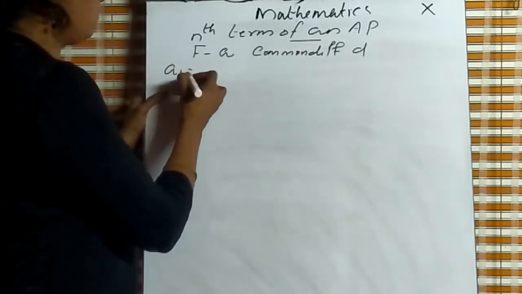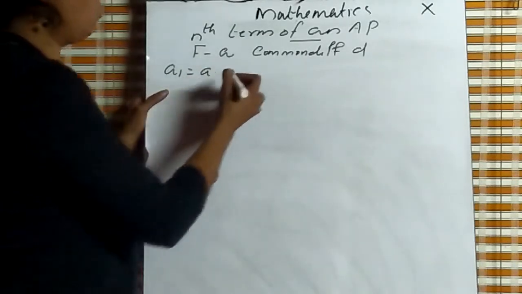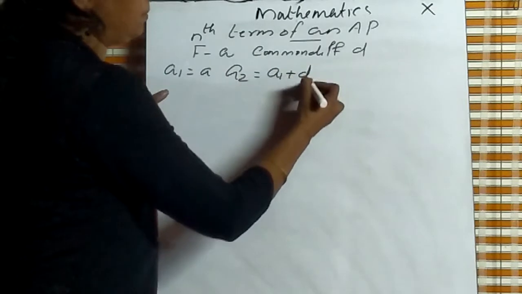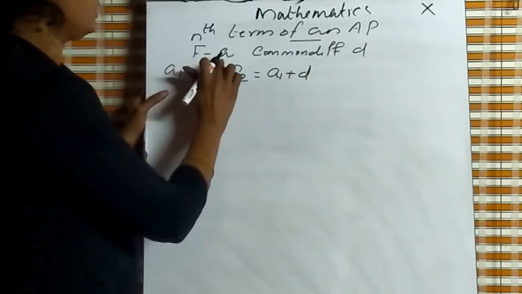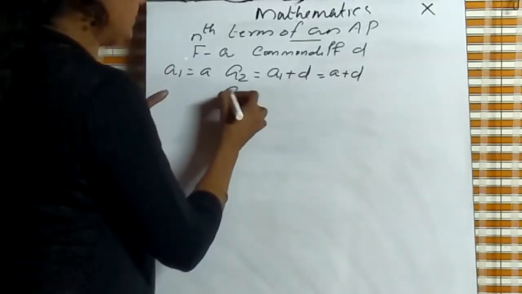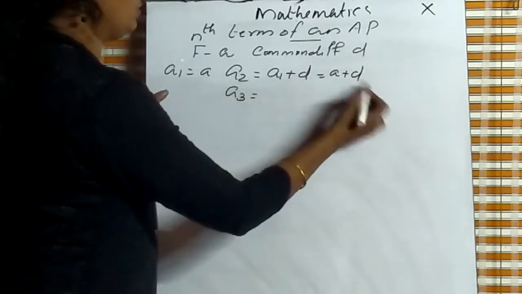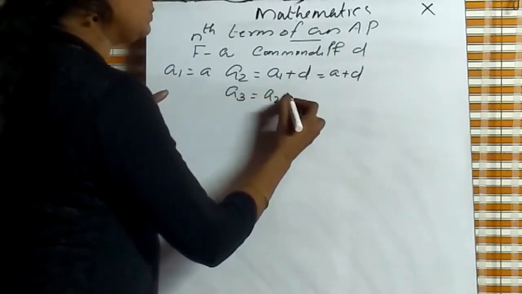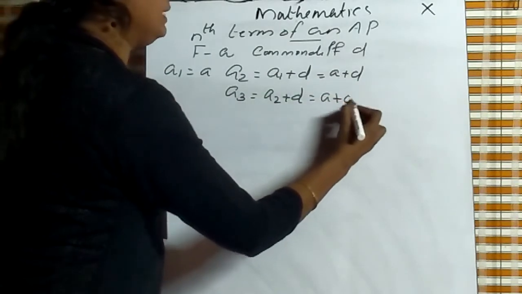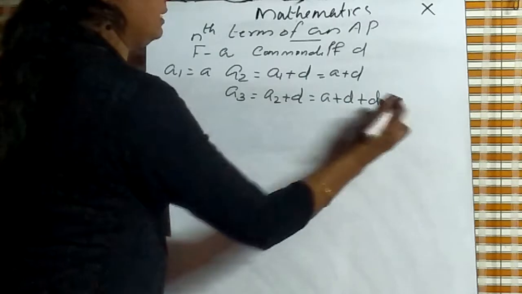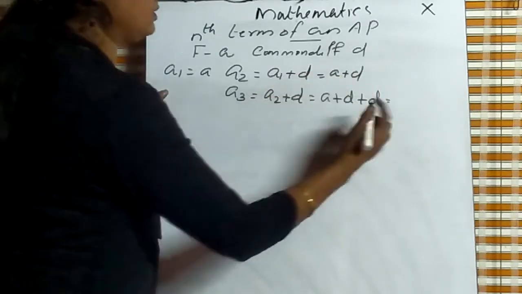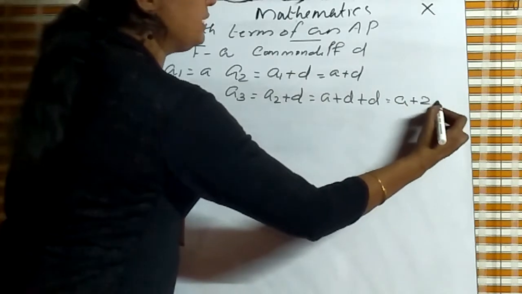What is A1? First term is equal to A. How to find A2? A2 is equal to A1, the first term, plus D. But the first term is given as A, so A plus D. Then what is A3? Third term is equal to A2 plus D. A2 is A plus D, so A plus D plus D is A plus 2D.